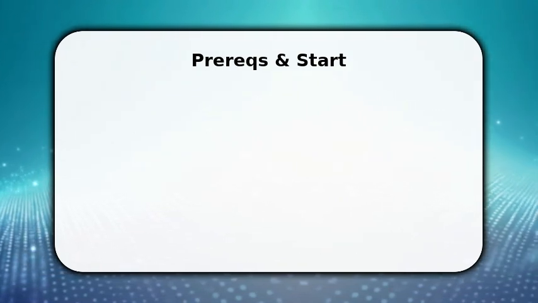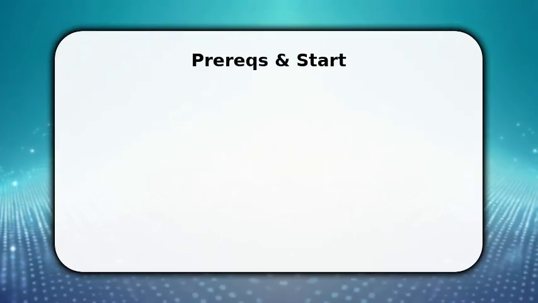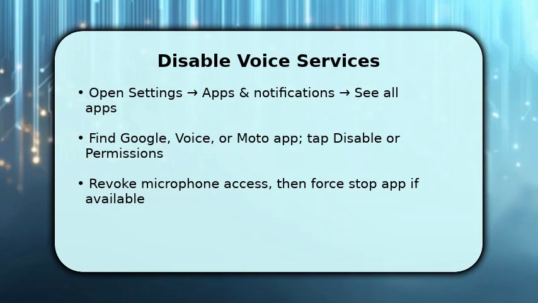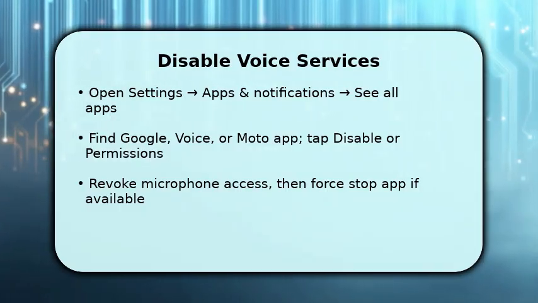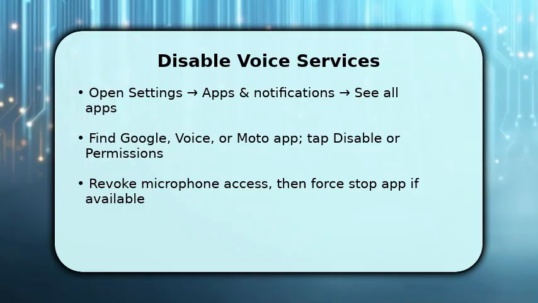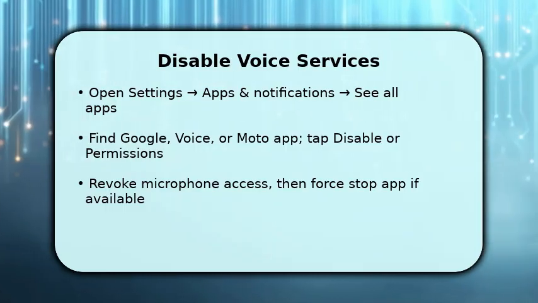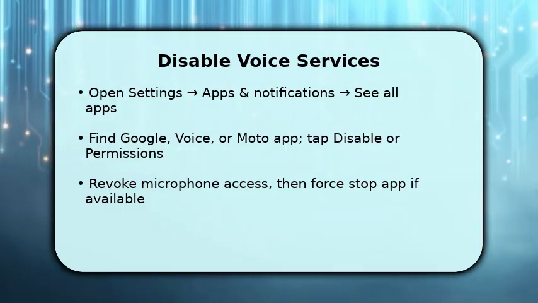Now you'll disable the active voice service. In Settings, go to Apps and Notifications and view all apps. Locate Google Voice or the Moto app that handles voice control. Tap into the app, then revoke microphone permission and any assistant or voice permissions so the app can't listen.